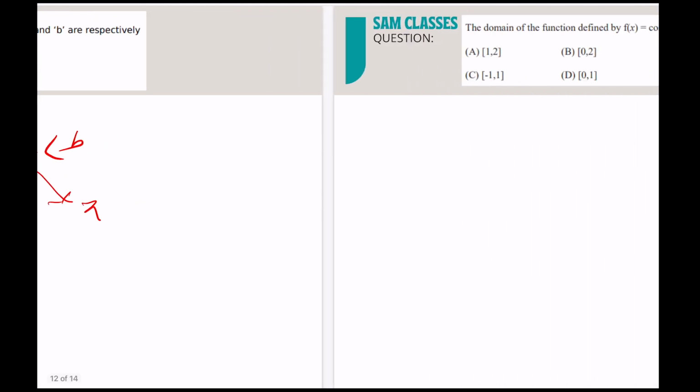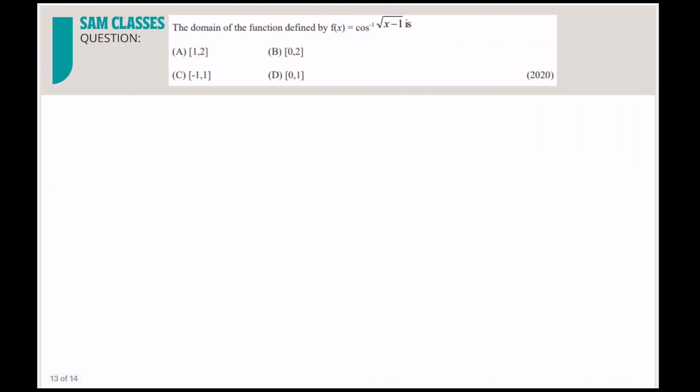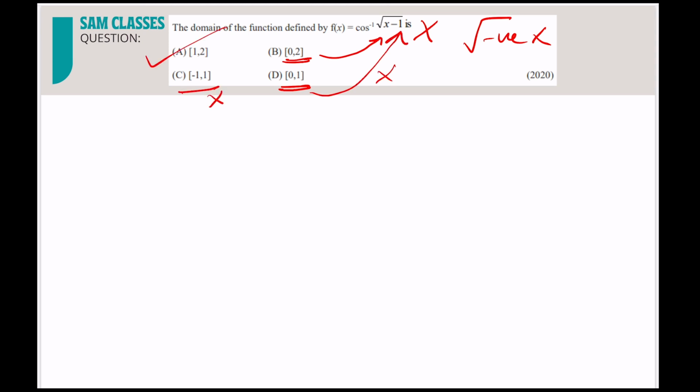That's it. Now the domain of the function. Whenever they talk about the domain, you have to check the value. Put the value and check it. If you put anything between 0 to 2, what will happen? If I put, let's say 2, it will become negative. Square root of negative, not defined, gone. If I put 0 to 1, what will happen? Again negative, not defined. Minus 1 to 1, same thing. 1 to 2, that is the answer.